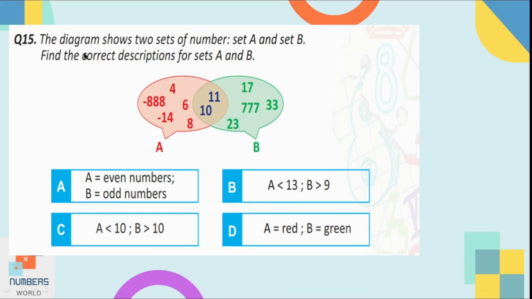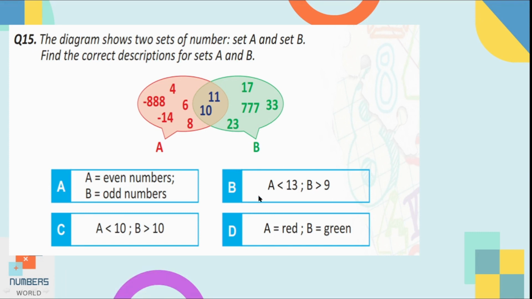Question number 15. The diagram shows two sets of numbers, set A and set B. Find the correct descriptions for sets A and B. Let's check all our options one by one. Option A is set A is a set of even numbers and set B is a set of odd numbers, which is incorrect because 11 is also an element of set A, which is an odd number. So option A is incorrect.